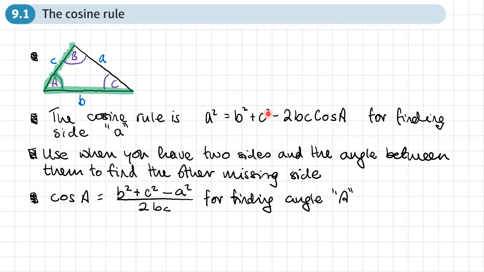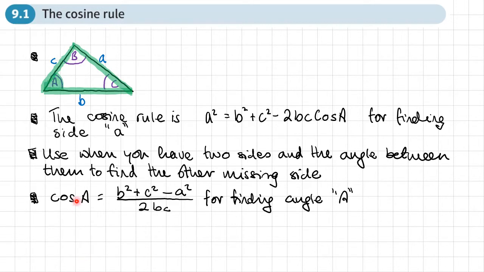Now if we rearrange this cosine rule, we get this form of the cosine rule, and we use it for when we want to find angle A. Now if we look at that information in the triangle here, you can see that we have a, b and c. That means that we would need to have the length of all three sides, so side a, side b and side c, and we're using this to find angle A. So we're using it to find this angle here.